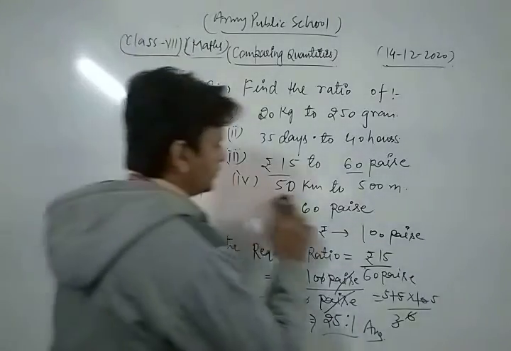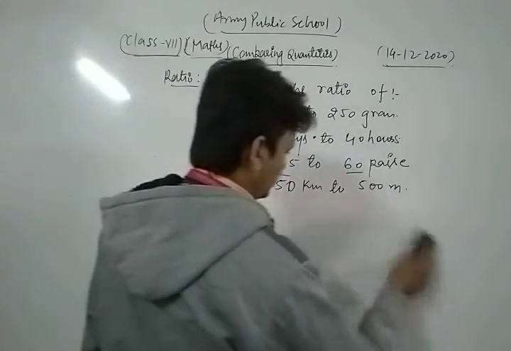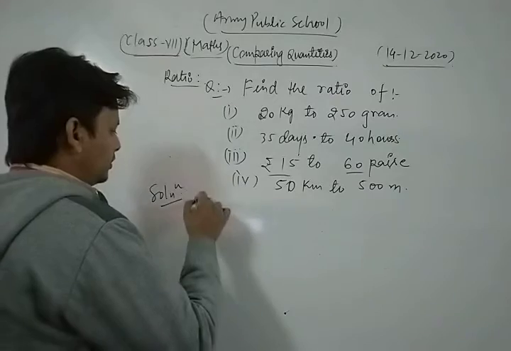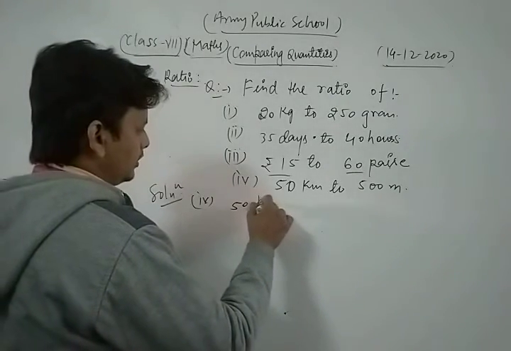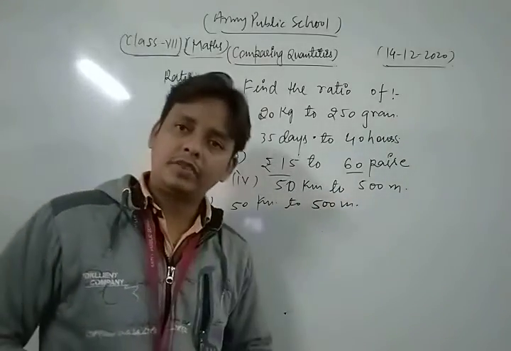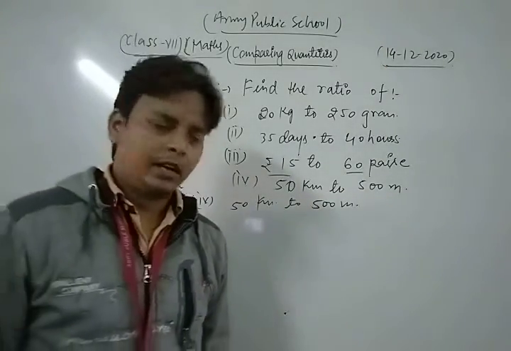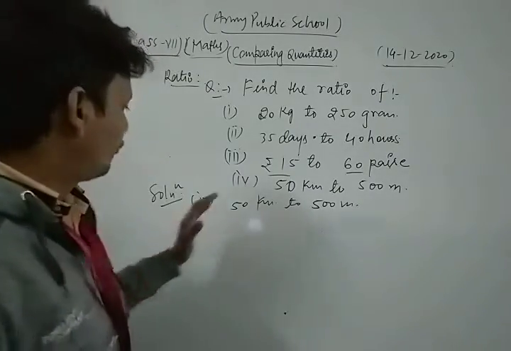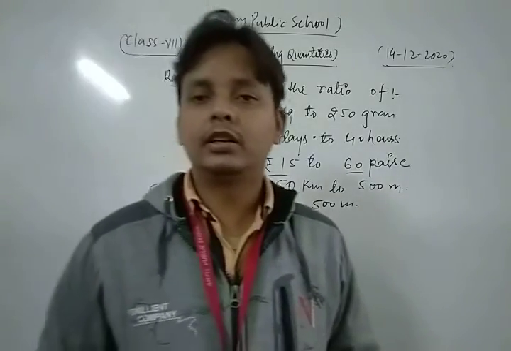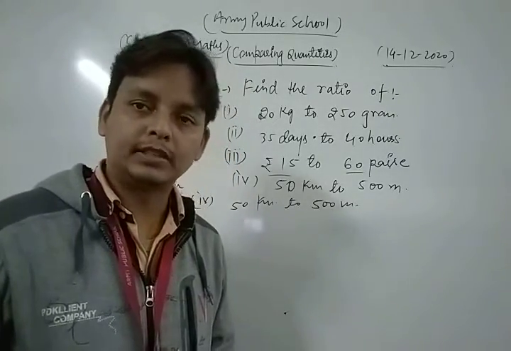Let's see. Fourth. And the fourth part of this question is what, dear student? 50 kilometer to 500 meter. We find the ratio of 50 kilometer to 500 meter. So for that, first of all, we convert kilometer into meter. First of all, we know that in 1 kilometer there are 1000 meters.